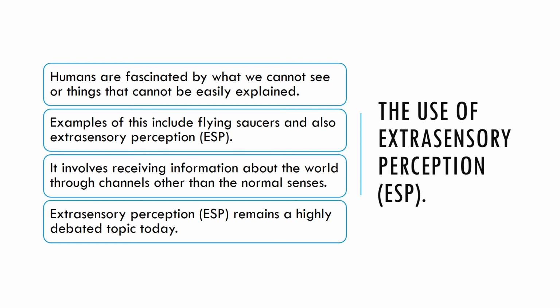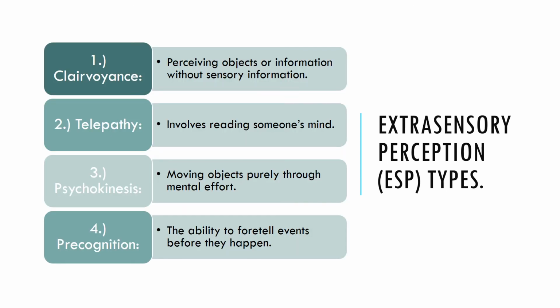Many of them have said they've not been able to find any highly supportive evidence of ESP, but these studies are still ongoing. So let me give you some examples of them. There are 4 types of ESP. Clairvoyance is the first one, which is perceiving objects or information without sensory information. Number 2, telepathy. Maybe you've heard this before. This could involve reading someone's mind.